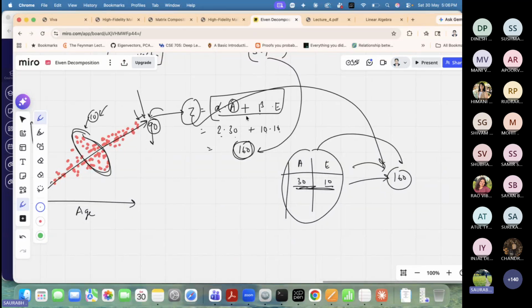Professor, these eigenvectors are the principal components we say, right? Exactly, that's right. But you will learn more about it.